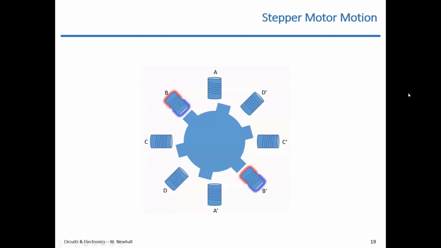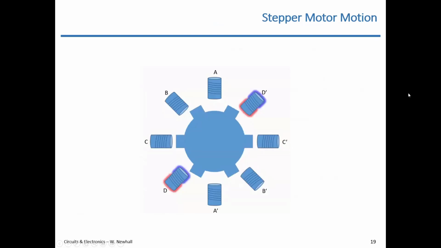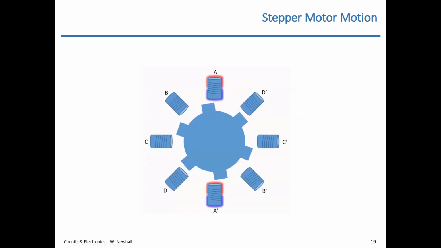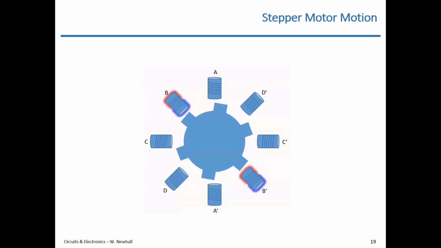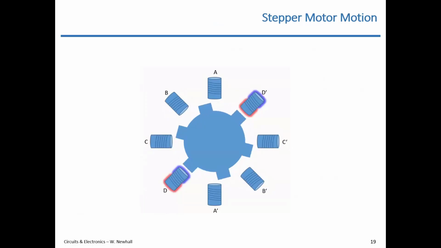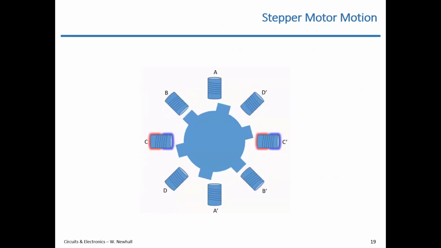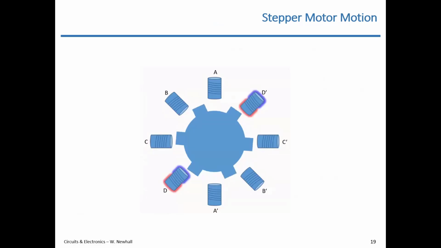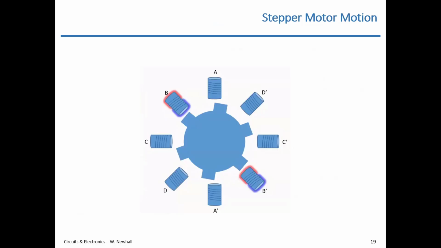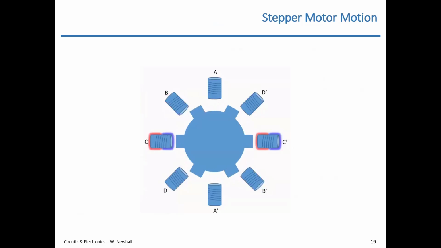So it would look something like this. As you energize each one of these sets of coils, pairs of coils, the rotor will spin to align those tabs with the corresponding coils. If you want to spin in the opposite direction, energize in the opposite order.